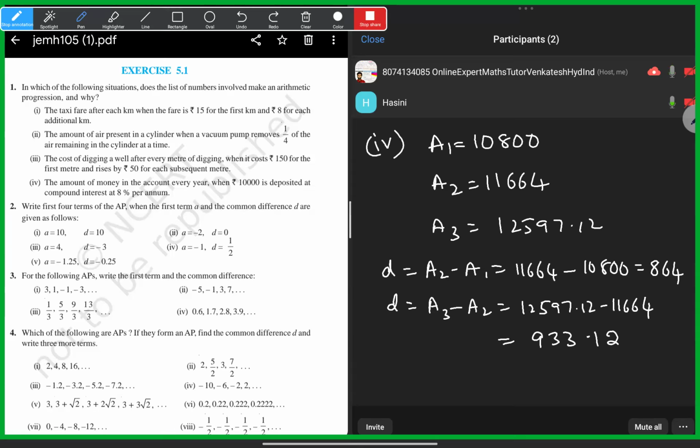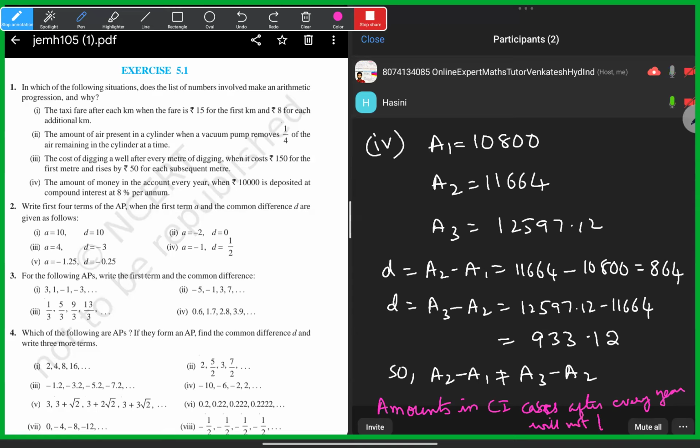So here we can clearly see A2 minus A1 is not equal to A3 minus A2. So the amounts in compound interest cases after every year will not follow arithmetic progression, AP. Okay, sir.